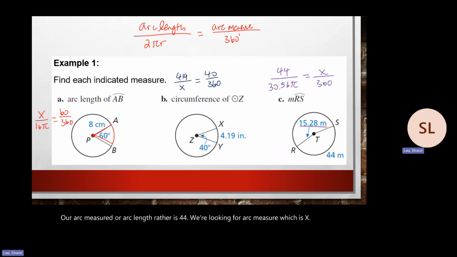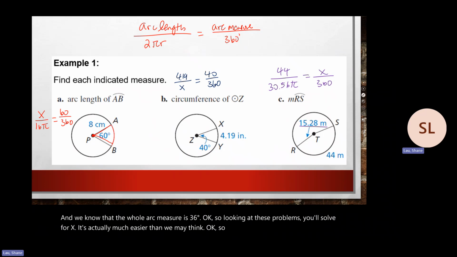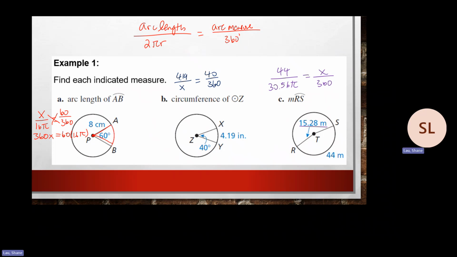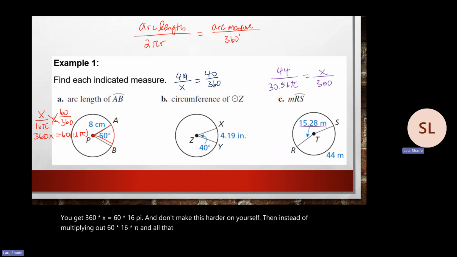Okay. So looking at these problems, you'll solve for x. It's actually much easier than we may think. Okay, so don't make it much harder on yourself. I would just leave it exactly how it is. Okay. When you do this, you're then going to cross multiply. You get 360 times x equals 60 times 16 pi. Okay, don't make this harder on yourself. Then instead of multiplying out 60 times 16 times pi and all that stuff, just divide by 360 on both sides.